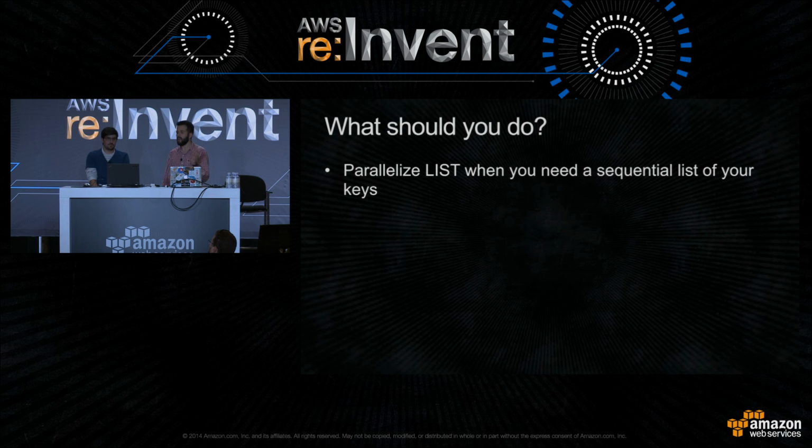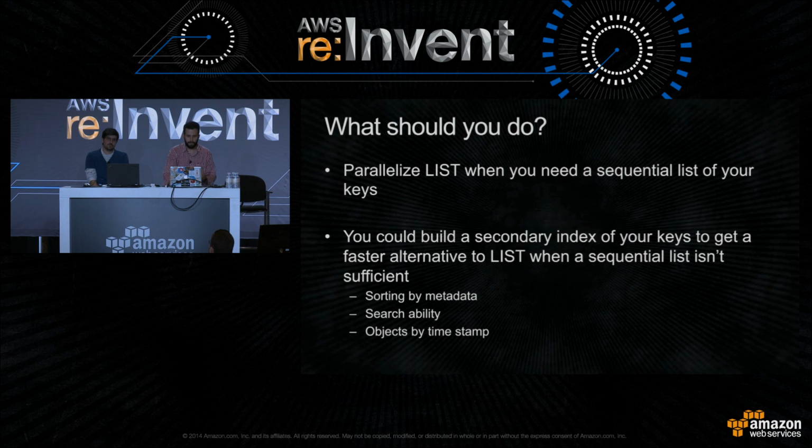You can also parallelize your list operations. If you have a list of your keys, you can parallelize them and benefit from the same gains from multi-part uploads and range-based gets. But also, what you could do is a secondary index.